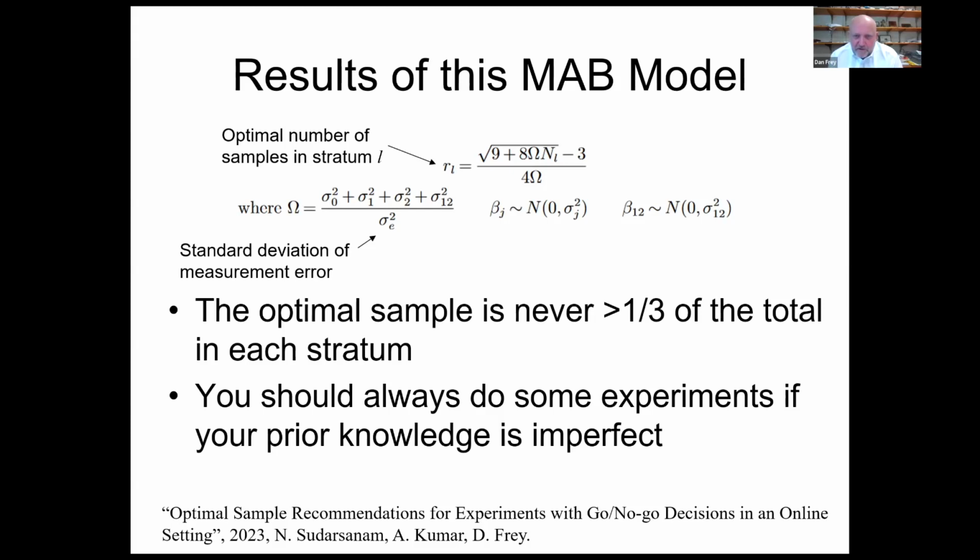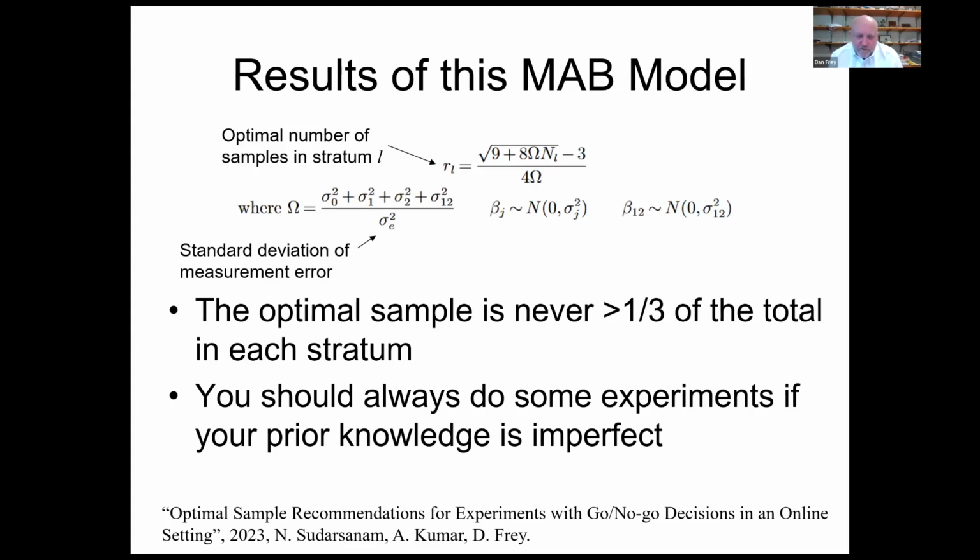And that formula has a couple of terms in it, like an omega and an N. The omega is a measurement of all the effect sizes linearly combined like that versus the error in your observations. And the capital N is the total number that you're able to take. And what we found, the bottom line in this paper, was that your optimal sample should never be more than a third of the total.